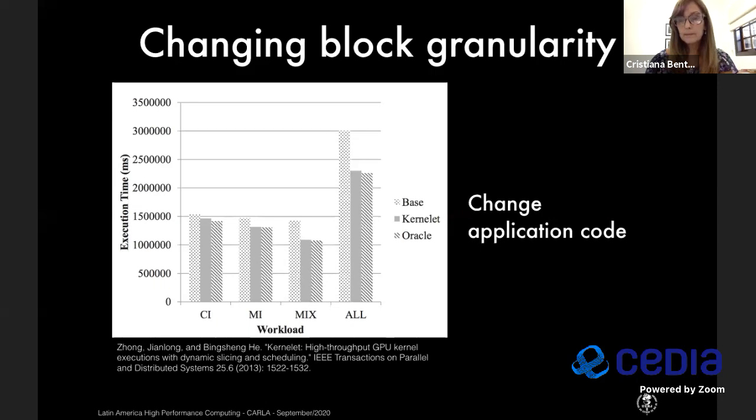But the problem is that not all applications allow you to change the block granularity. In some applications, it's very easy. The granularity of the block is a parameter that you can change. But in some applications, mainly when you are fully exploiting the shared memory inside the SM, it's very difficult to change the block granularity. Sometimes you have to change all the application code. And that's a problem of kernel slicing.